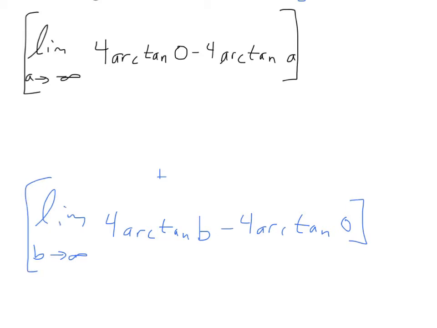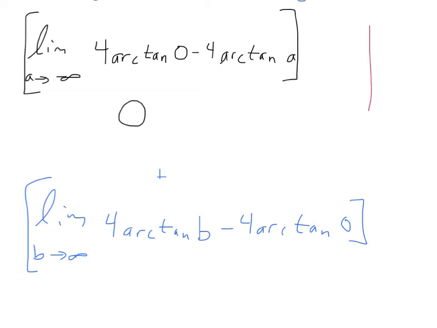So first of all, what is the arctangent of 0? That means where is tangent 0? That should happen at 0, right? So I have 0. Then what happens as a approaches negative infinity? What effectively is the arctangent of negative infinity? Okay. So that means when is arctangent approaching negative infinity?